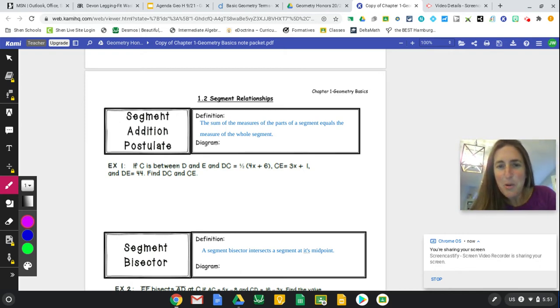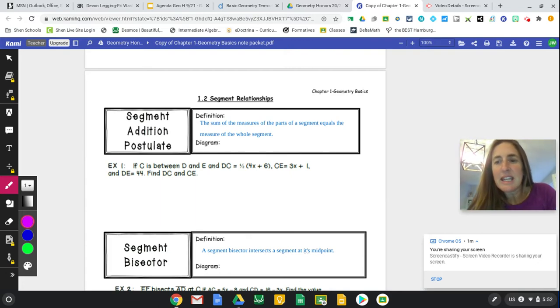Okay, so here's our first 1.2 segment relationship that we're going to look at. We're going to do something called the segment addition postulate. So I have it typed up there for us. It says the sum of the measures of the parts of a segment equals the measure of the whole segment. So essentially it's saying two parts will add up to a whole, which completely makes sense.